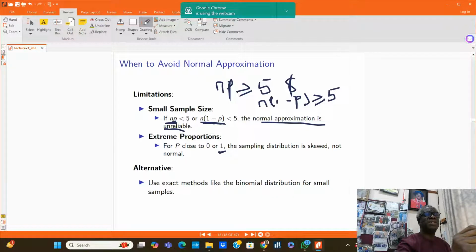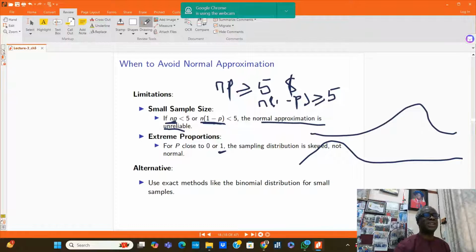So you might have a skewed distribution. A skewed distribution has a longer tail, either to the left or to the right, as the case may be. So the distribution is skewed when you have extreme proportions, a very small number of successes, or nearly all samples are successes. So when this happens, we will not be able to use the normal approximation. The Z-score that we use will not be appropriate.